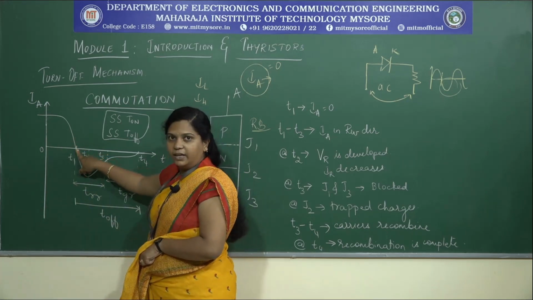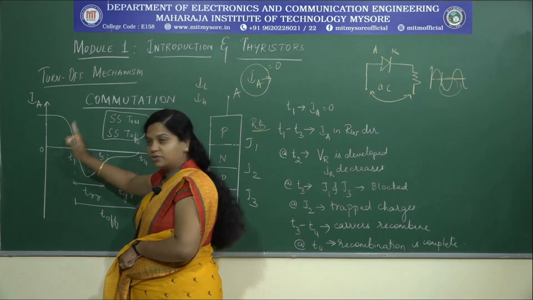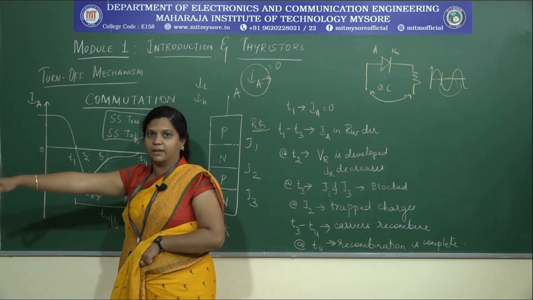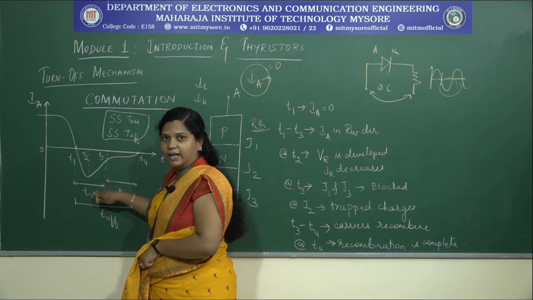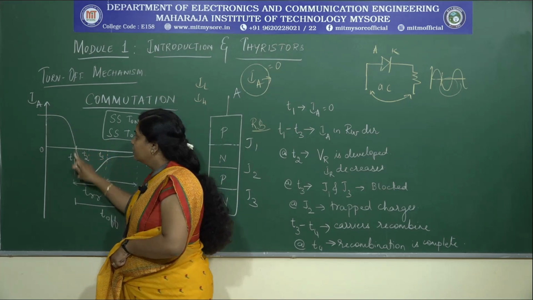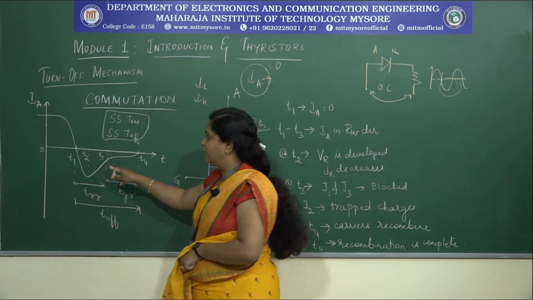But what is happening here? As the anode current is going to 0, it has to be completely 0, a straight line. But what is happening? There is a reversal of current taking place. This is the anode current, so there is a reverse current flowing. Why is this reverse current flowing here?